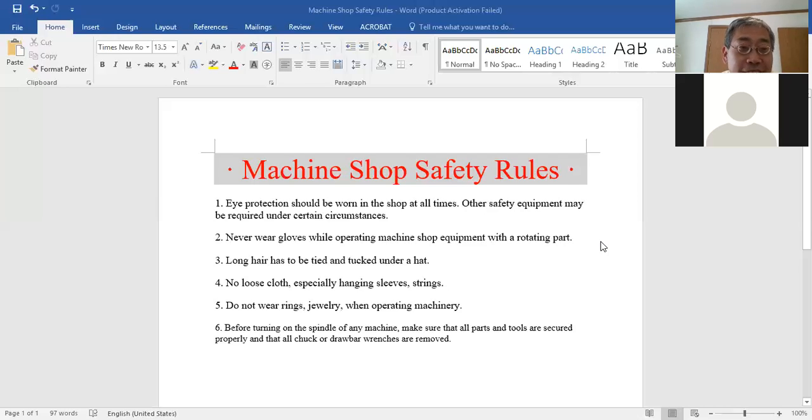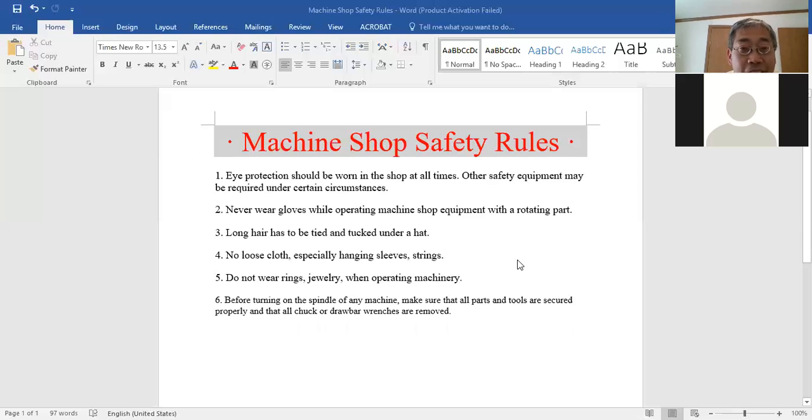I don't know if this applies to any of us. If you have long hair, you've got to have it tied and tucked in under the head. You just don't want to get any parts of your body into the machines. And number four, no loose clothes, especially hanging sleeves or strings. None of those.